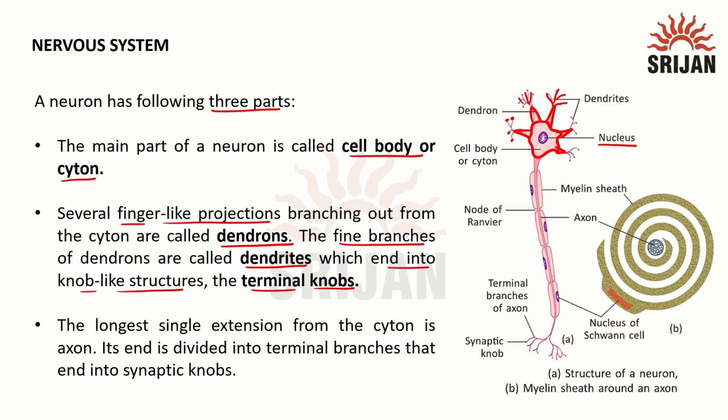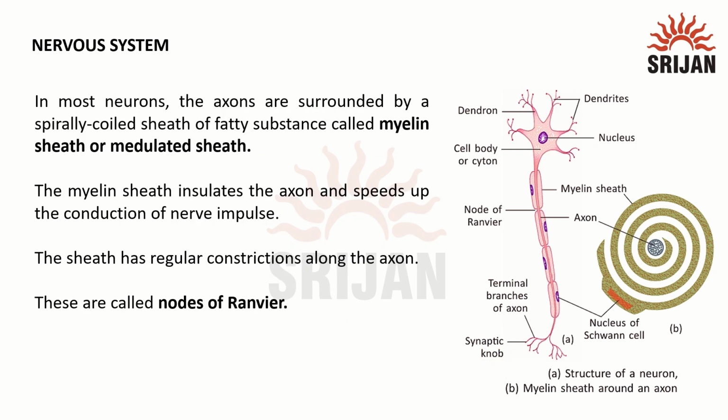Now the third structure is this long process arising from the cyton, that is the axon. So it is the longest single extension from the cyton. Its end is divided into terminal branches, again similar to dendrons, and they end in knobs known as synaptic knobs. And if we see the neurons, the axons are surrounded by a spirally coiled sheath of fatty substance known as myelin sheath or medullated sheath.